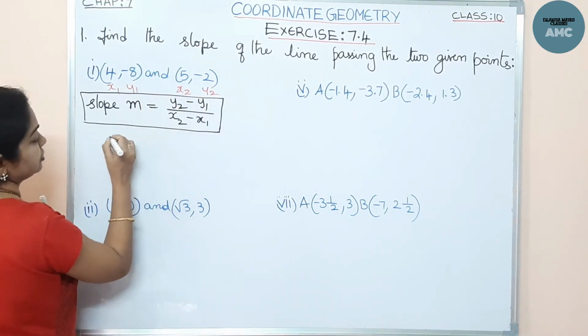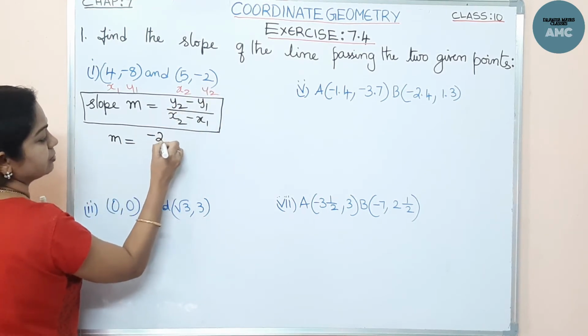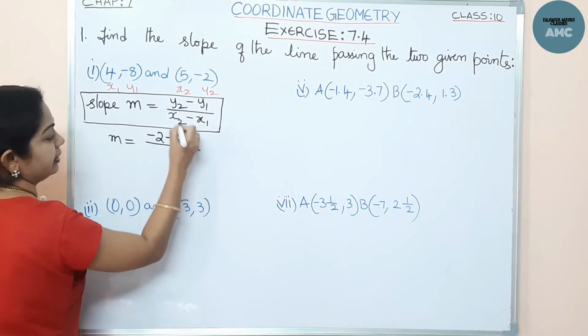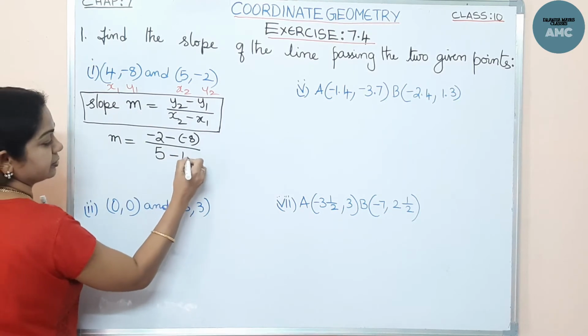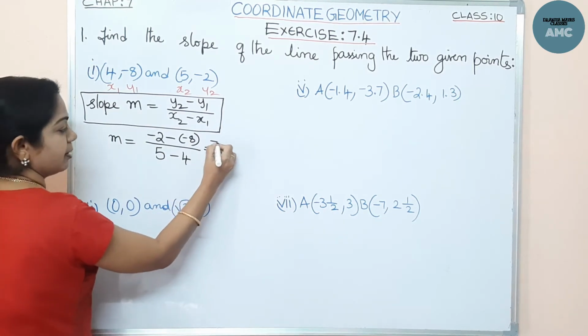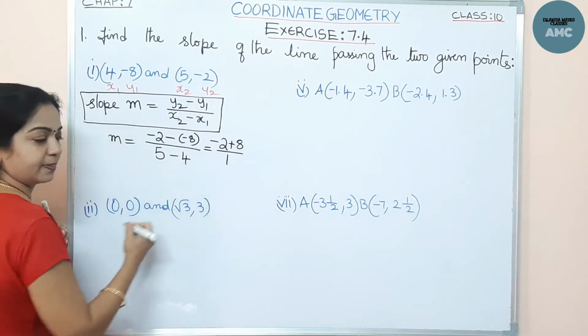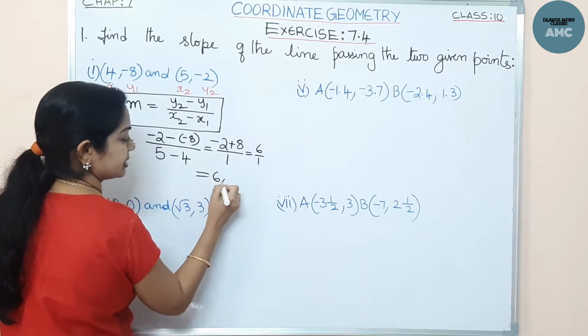Now we will substitute m is equal to y2, here y2 is minus 2, minus y1 which is minus 8, by x2 which is 5, minus x1 which is 4. So this comes to minus 2 plus 8 by 1, that is 6 by 1. So the slope is 6.